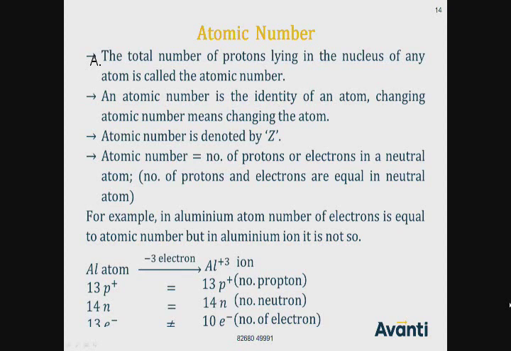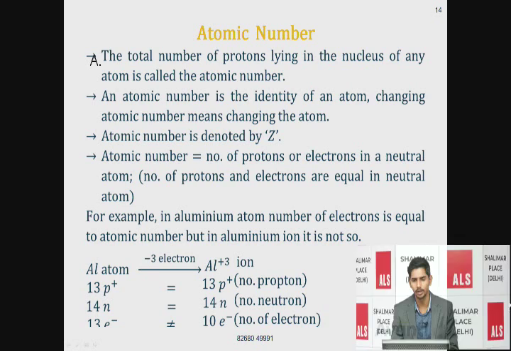Atomic number. I have given you a brief idea about it already. The total number of protons lying in the nucleus of any atom is called the atomic number. The atomic number is the identity of an atom; changing the atomic number means changing the atom. It is represented by Z. Atomic number is nothing but the number of protons, or the electrons in the neutral atom. That is the important point.